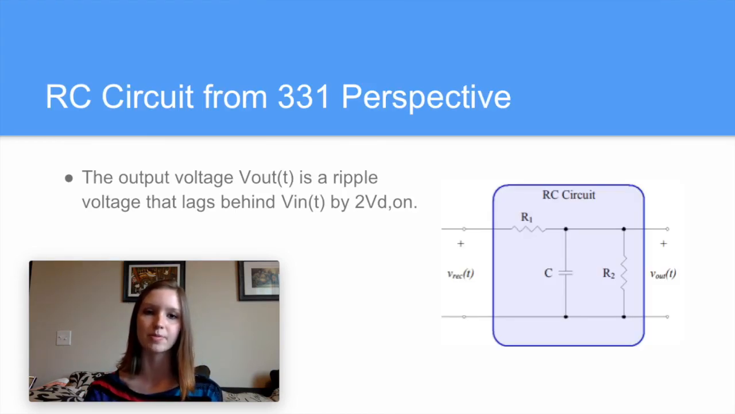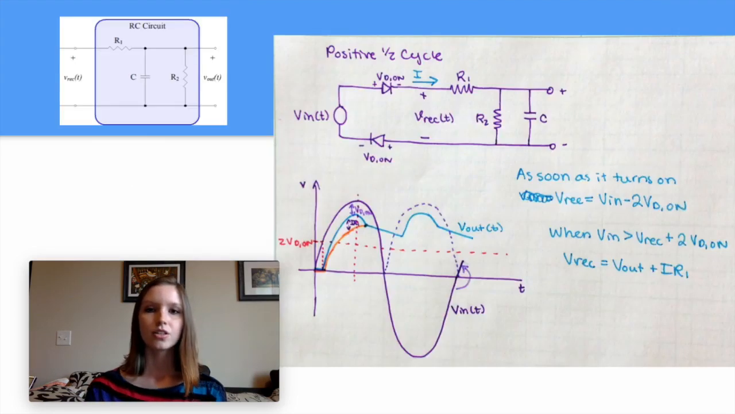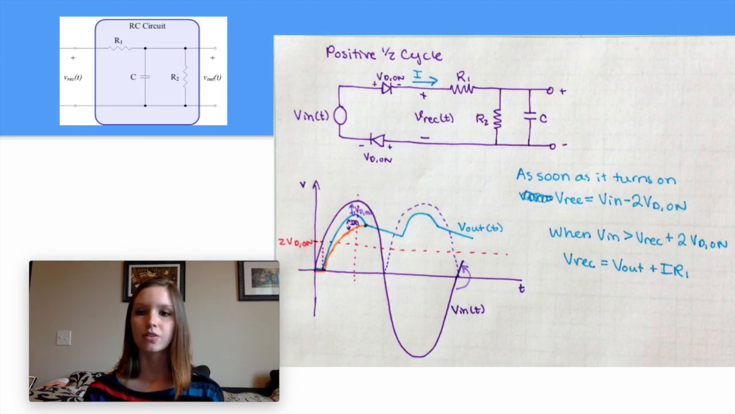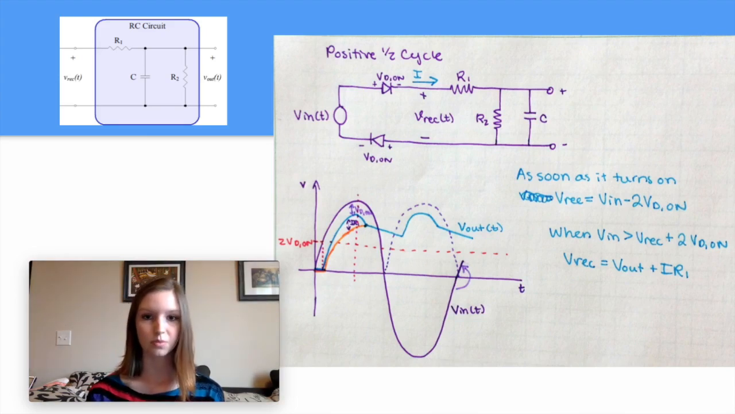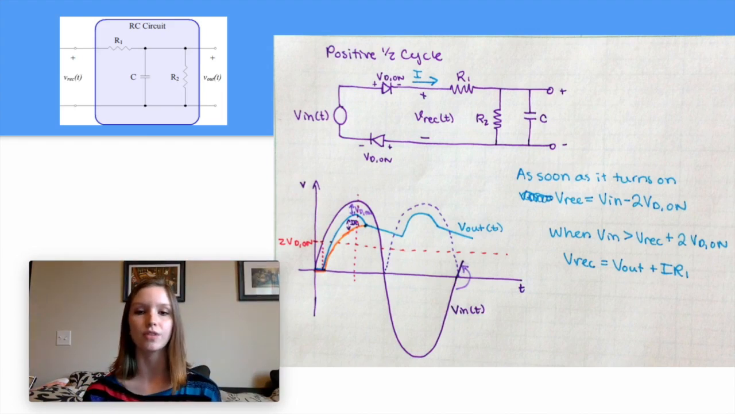Now from a 331 perspective, we're going to see that V out is a ripple voltage that lags V in of t by 2 VD on. You can see here in the positive half cycle we have two diodes active and a current going through R1. As soon as the diodes turn on, Vrec is going to lag Vin by 2 VD on, as we discussed before. This blue line here shows that until it meets the Vrec voltage, and then it decays linearly. And this is across the capacitor.